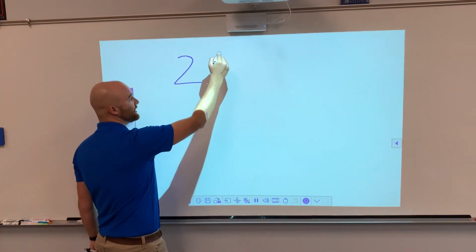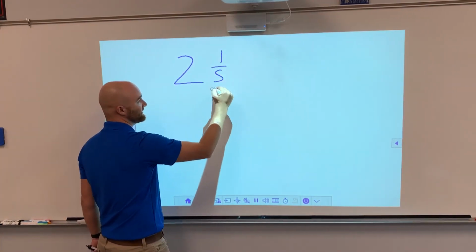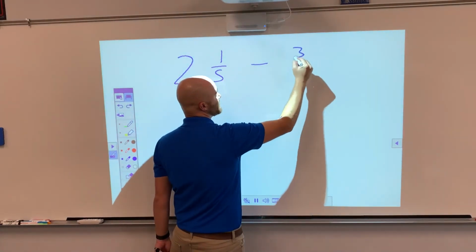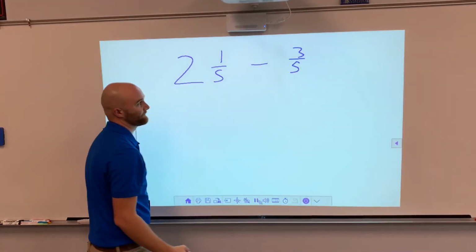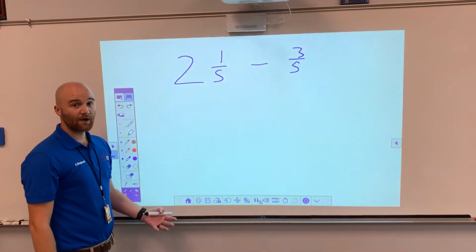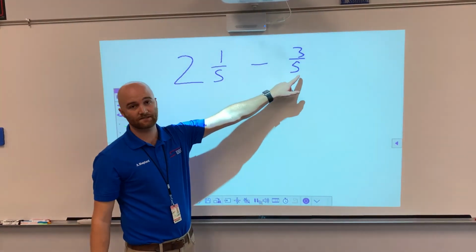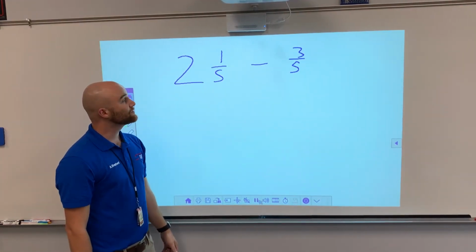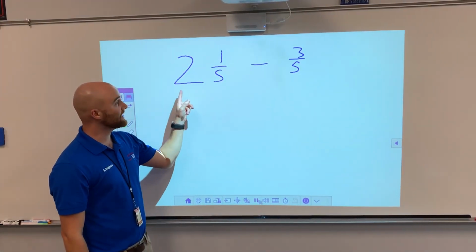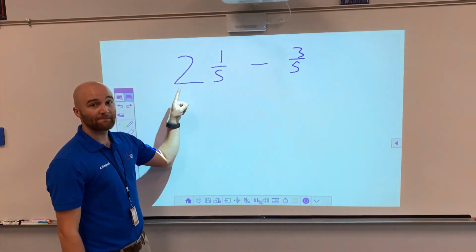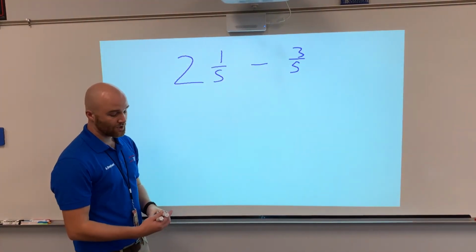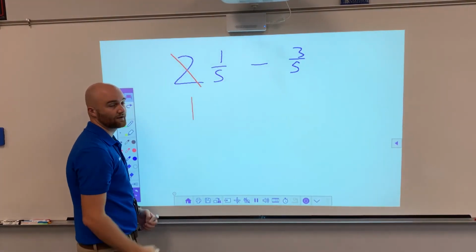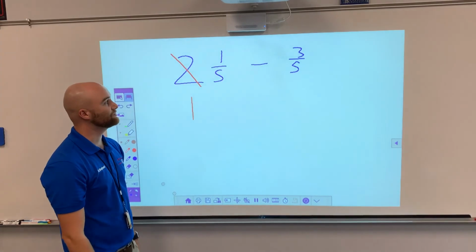Let's say I've got 2 and 1/5 that I'd like to subtract 3/5 from. There's a problem. I can't take 3/5 away from 1/5, and we know we have to do the fractions first. So what I'm going to do is change this 1/5 by borrowing from the 2. So I'm going to borrow from this 2. This 2 is going to change into a 1. I just borrowed 1 from that 2.